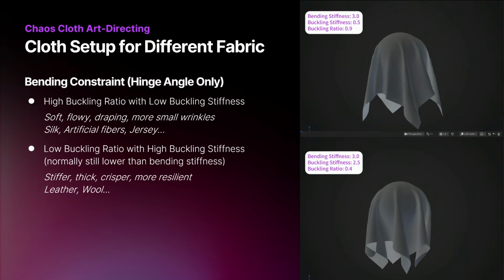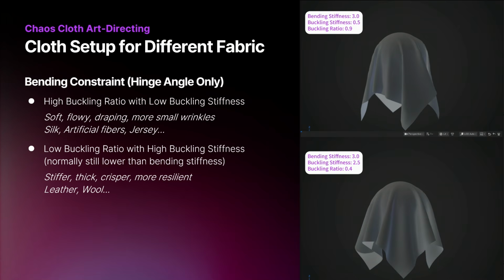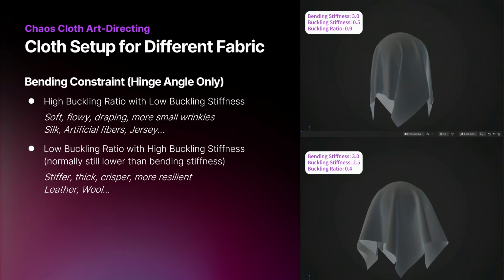For soft fabric like silk, I usually go with a higher ratio and a lower buckling stiffness. But for fabrics like leather, it's harder for them to stay folded, so they usually have a low buckling ratio and a relatively higher buckling stiffness.